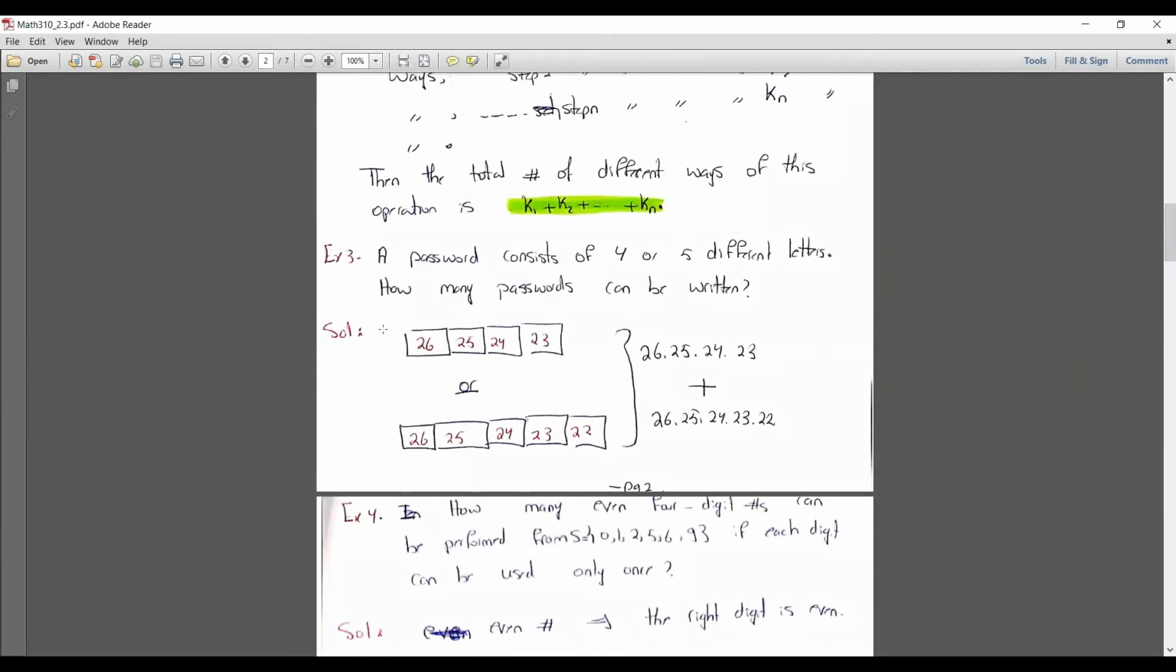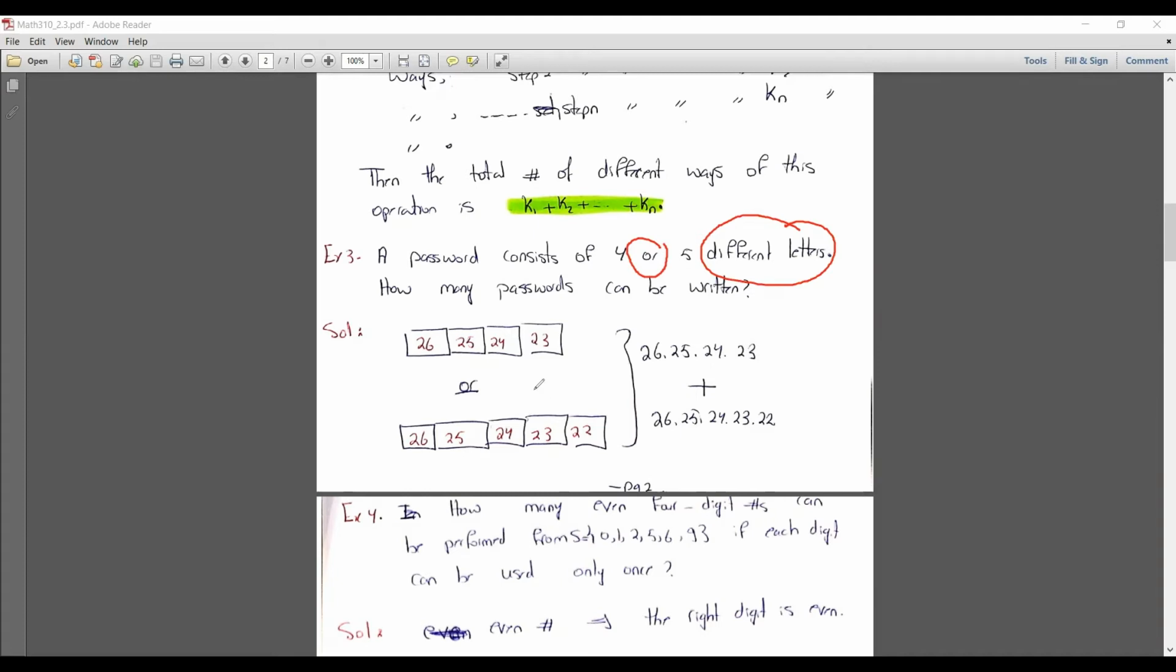We are saying that a password consists of 4, what do we have here, guys? Or 5 different letters. What do we mean by this one? If you want to set a password, we can set the password as 4 letters, or we can set it as 5 letters. So we are asking here, how many different passwords can be written? But again, guys, what do we have here? Different letters. It means that we cannot set the password, which is of 4 letters or 5 letters, as SSSS. But we can choose it as SAMER, for example. Okay?